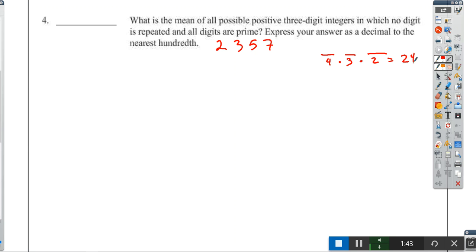Now, obviously, 24 isn't too big. I could find all the numbers and add them together. That would work, but there's got to be an easier way. So let's try to find some possibilities, and I'm going to do this in an organized manner.